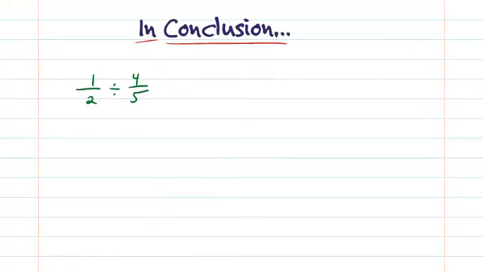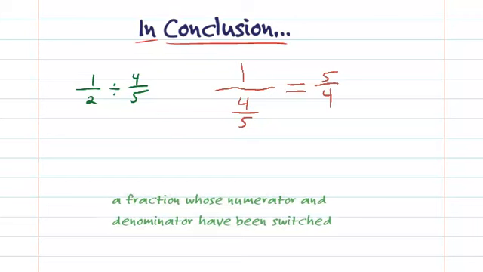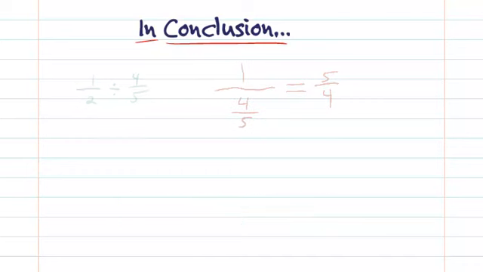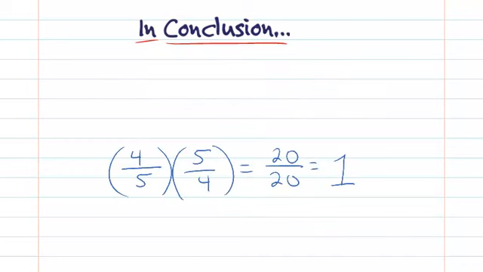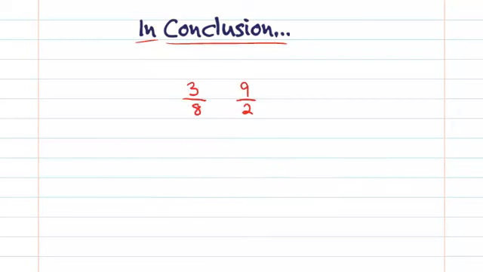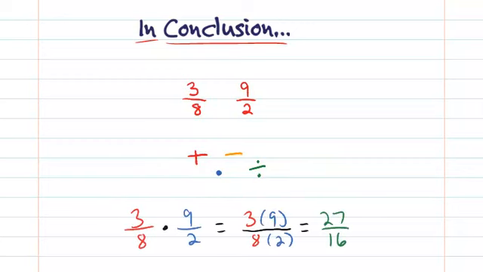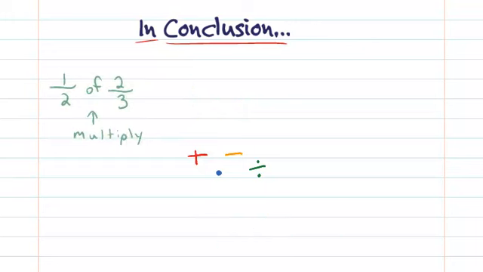When dividing by a fraction, it is the same as multiplying by the reciprocal. The reciprocal is a fraction whose numerator and denominator have been switched. We can check to make sure two numbers are reciprocals by making sure that the product of the number and its reciprocal equals 1. When solving problems, remember to look for the fractions, determine the operation you are going to perform, and then solve. The word "of" means multiply, such as 1/2 of 2/3.